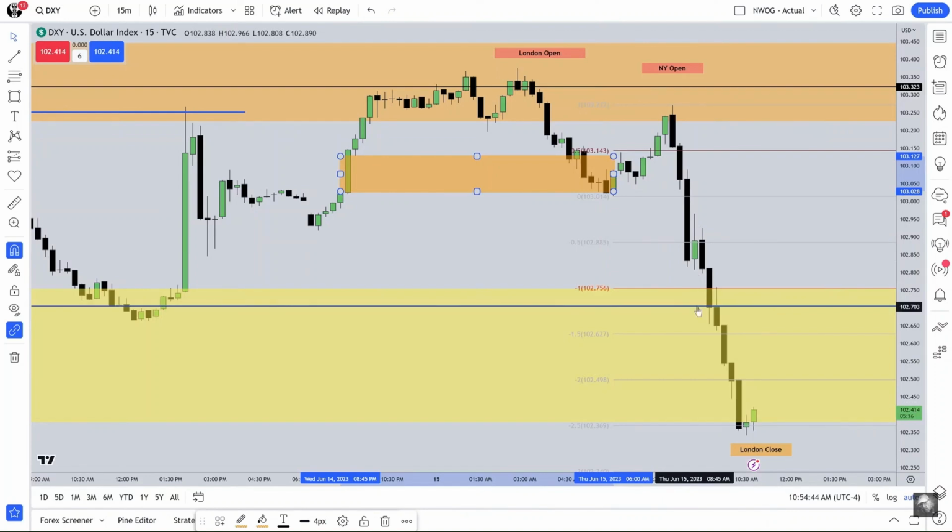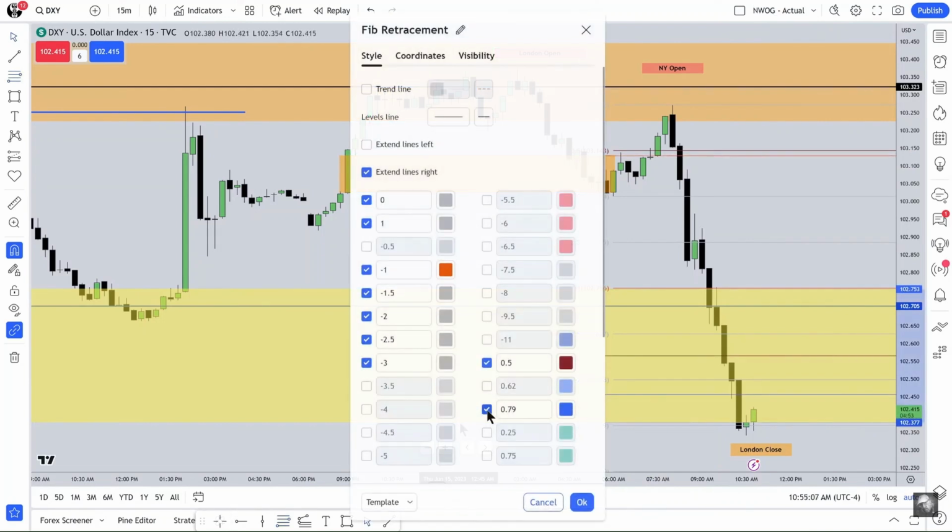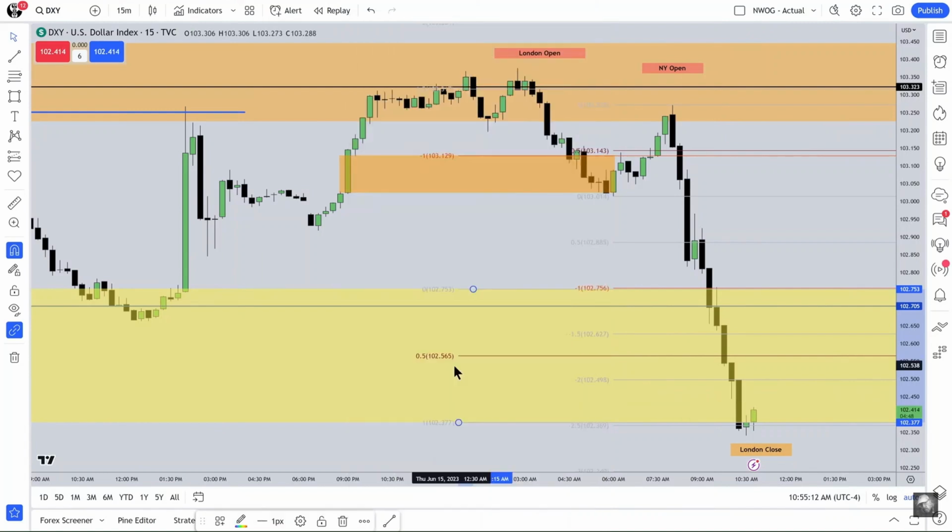Remember, that's the daily bullish order block. The full range of that order block is shaded in yellow. So consequent encroachment, I'm sorry, the mean threshold of that order block is 102.565. So we went through that easily and then traded outside of the range of that order block. So now, since we've done this, this level here, mean threshold, now becomes critical.